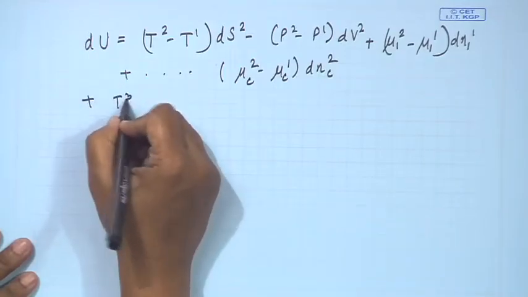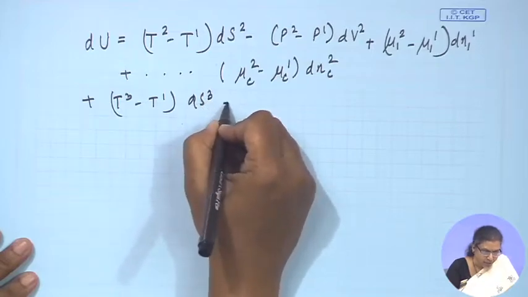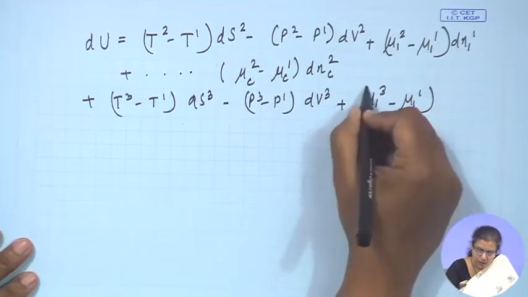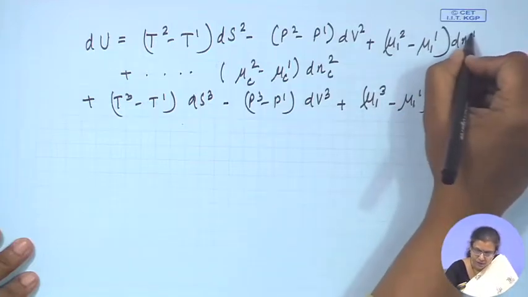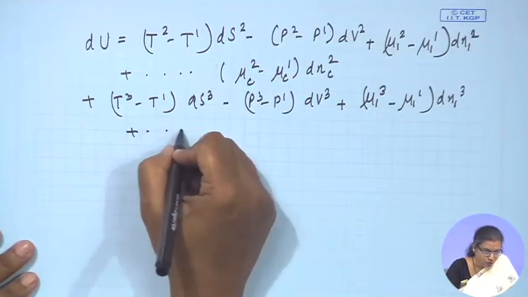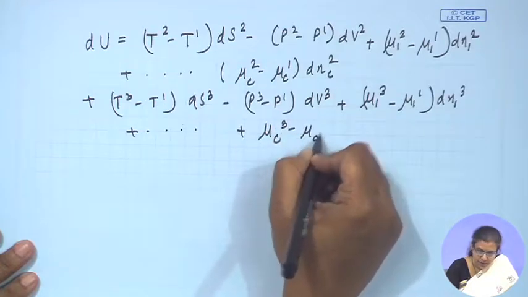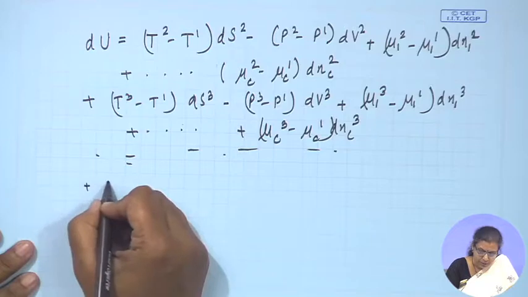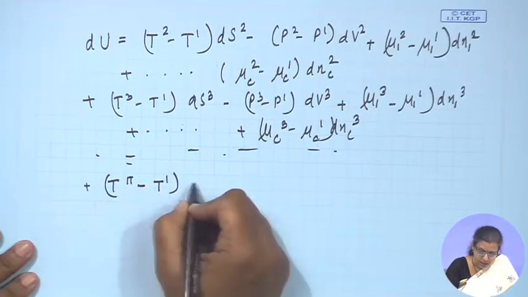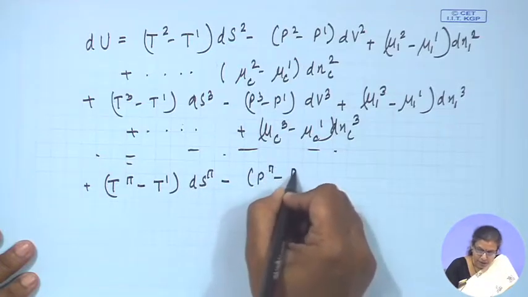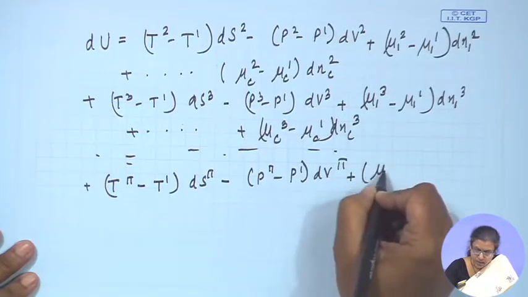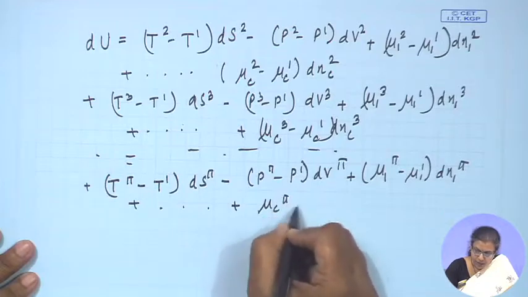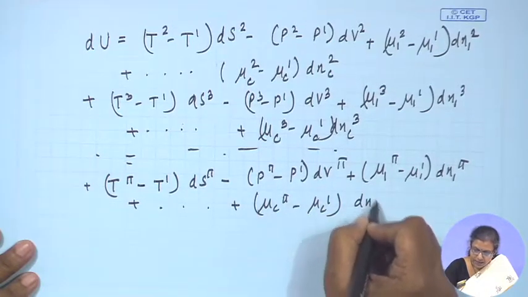And in the same way, I can write (T3 minus T1) dS3 minus (P3 minus P1) dV3 plus (mu_1,3 minus mu_1,1) dn_1,3 plus so on and so forth till (mu_c,3 minus mu_c,1) dn_c,3. This we can keep on continuing till for the pi-th phase we can write (T_pi minus T1) dS_pi minus (P_pi minus P1) dV_pi plus, same way, (mu_1,pi minus mu_1,1) dn_1,pi continuing till (mu_c,pi minus mu_c,1) dn_c,pi, right?